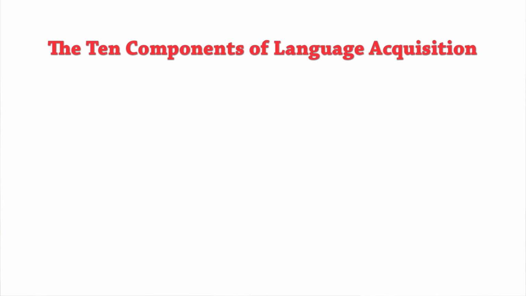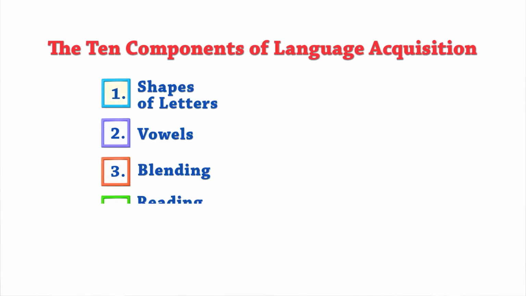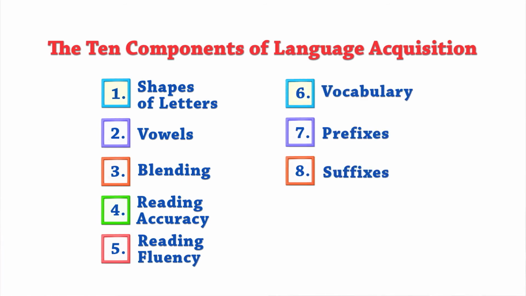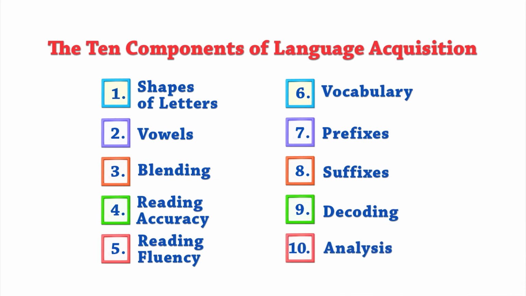So once the child has all the letters and the nekudos and the blending, and he's reading accurately and fluently, and now he's building vocabulary, prefixes and suffixes, he's ready for number 9, which we said is decoding, and all that is preparation for the real learning. What's the real learning? Number 10, analysis.